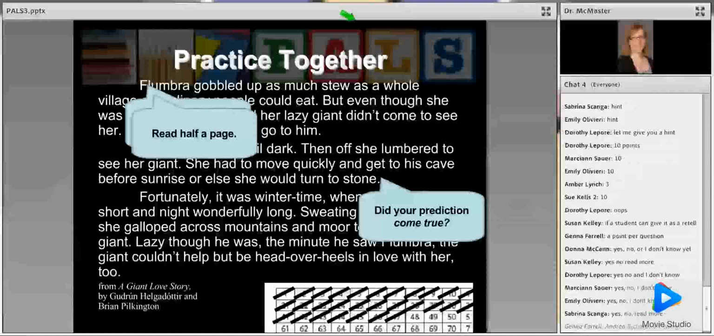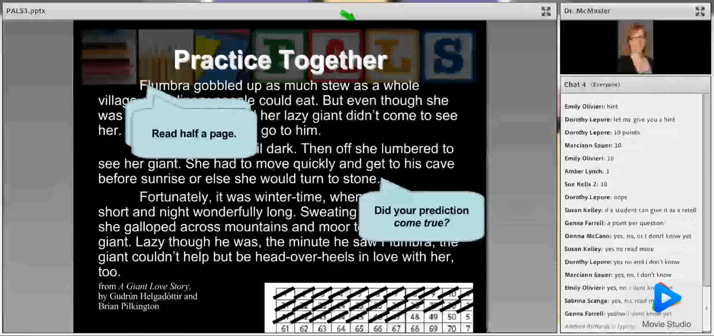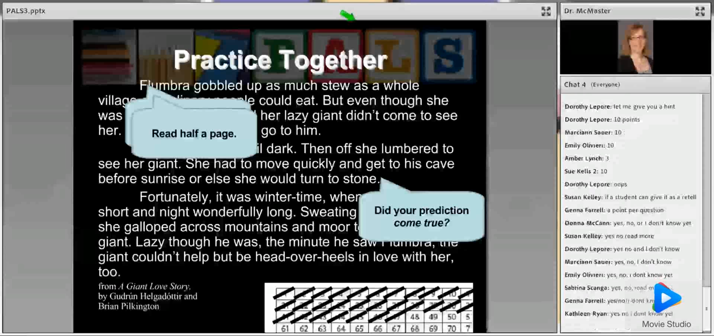So let's see. I had predicted that Flumbra would take the stew to her giant, and she didn't. She ate it all up herself. So I would say, no, my prediction did not come true. Flumbra ate the stew and didn't take it to the giant. And it's okay. I think it's good if students take a minute and kind of explain their answer, so they don't need to just say yes, no, or I don't know yet. They could say a little bit more like I just did. So no, my prediction didn't come true. It turned out that Flumbra ate up the stew.